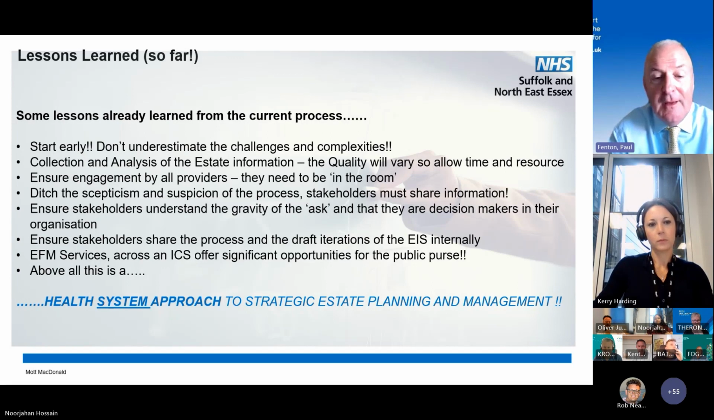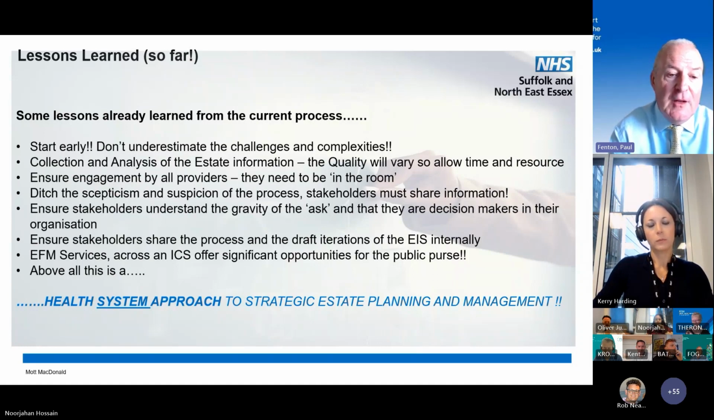Health system planning is the way forward, and actually it's incumbent upon all NHS providers to sit around the ICB table to share information and actually ensure that stakeholders share that process on the drafting iteration of the IS internally. They have to ensure this is signed off by.